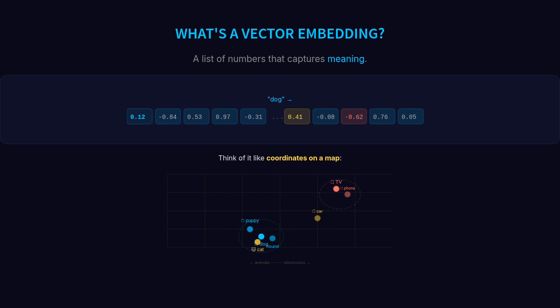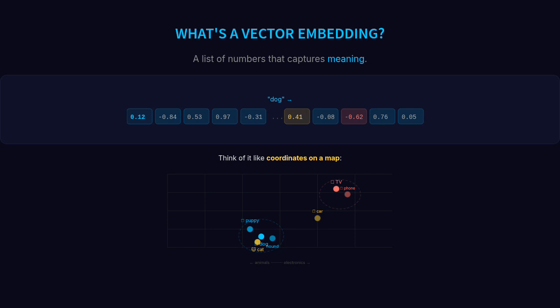A vector embedding is just a list of numbers. That's it. A long row of numbers that represents something, a word, a sentence, an image, any piece of data. Here's what the embedding for dog might look like: 0.12, minus 0.84, 0.53, 0.97, minus 0.31, sometimes hundreds of numbers long.